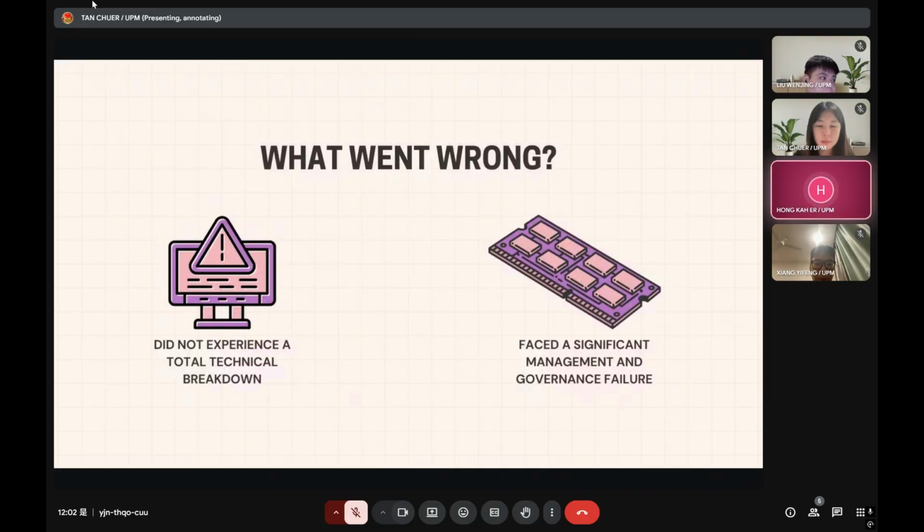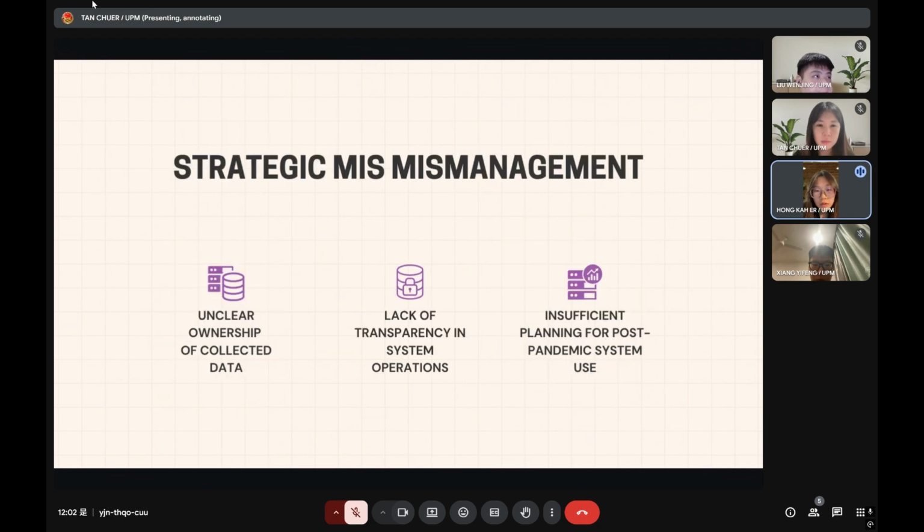Alright, let's now move into the heart of the matter. What actually went wrong? It is important to clarify that MySejahtera didn't suffer from a total technical crash where the app just stopped working. Instead, the real issue was management and governance failure. And next, we will move to the strategic MIS mismanagement.